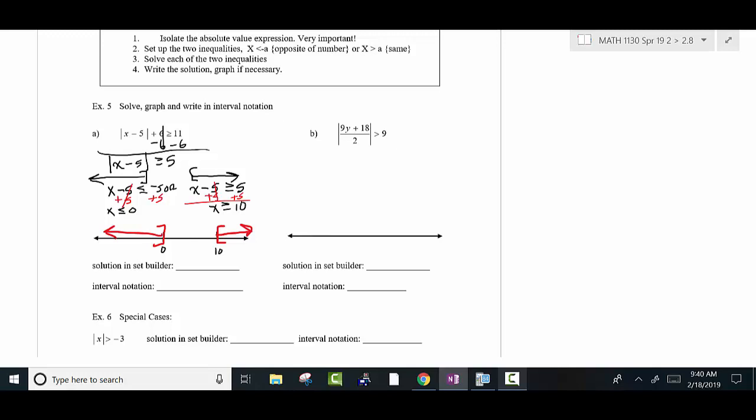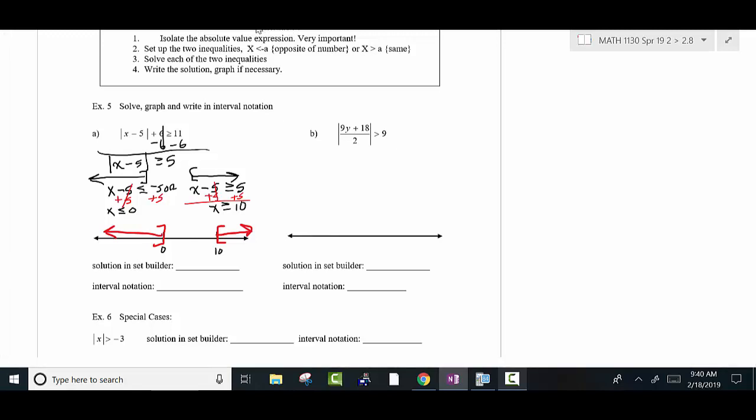0 minus 5 is negative 5. Absolute value of negative 5 is 5. 5 plus 6 is 11. See? A lot of times you can plug it in and see if you're right. And what would happen if you took a number bigger than 10, it would work. Like if you took 11, 11 minus 5 is 6. 6 plus 6 is 12, but 12 is greater than 11, right? That's what happens. Same thing would happen here. If you plugged in numbers less than 0, they would work. All the things in the middle would not check out. So if you understand that, that kind of helps you understand the problem.